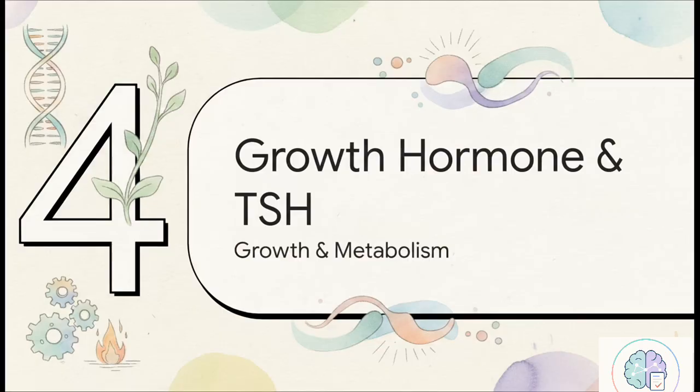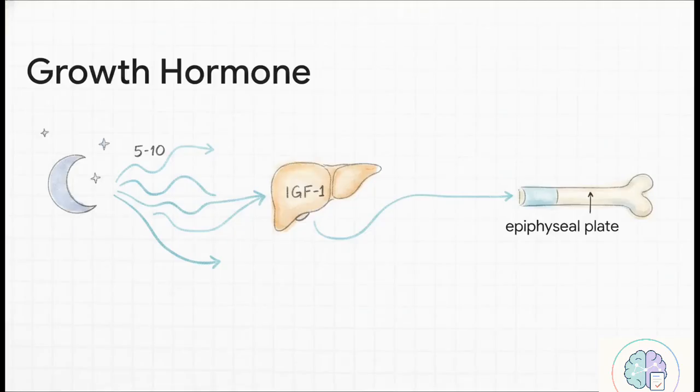Section 4. Growth hormone and TSH. Let's look at the hormones governing physical growth and your metabolic rates. Growth hormone basically works the night shift. While you sleep, it releases in about 5 to 10 massive pulsatile secretions. And during those pulses, it does two main things. It triggers your liver to secrete IGF-1, which handles all the systemic effects throughout your body, and it directly stimulates the epiphyseal end plates on your long bones, physically telling them to grow.